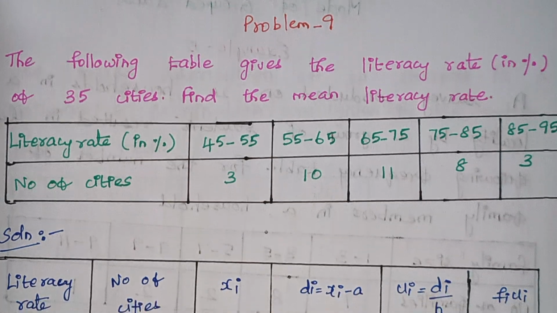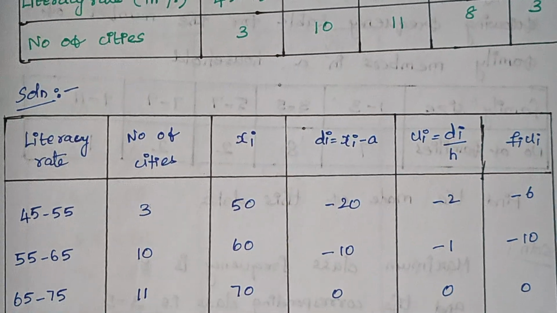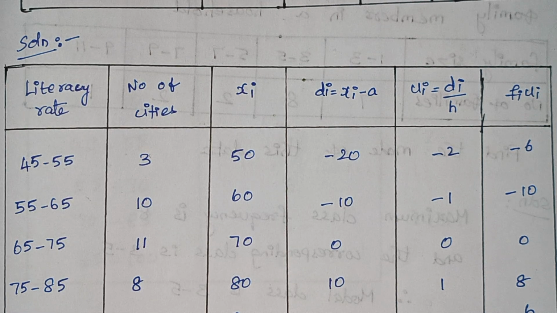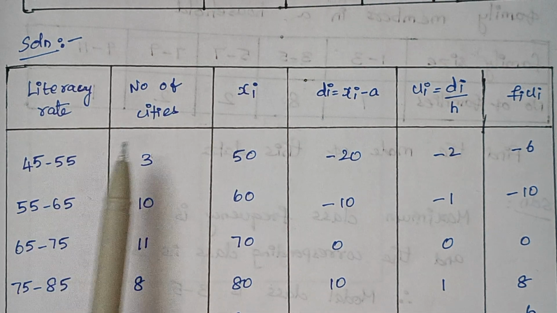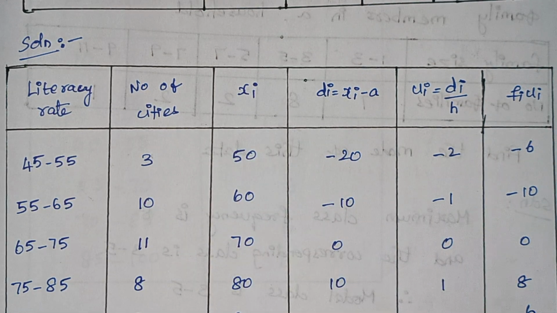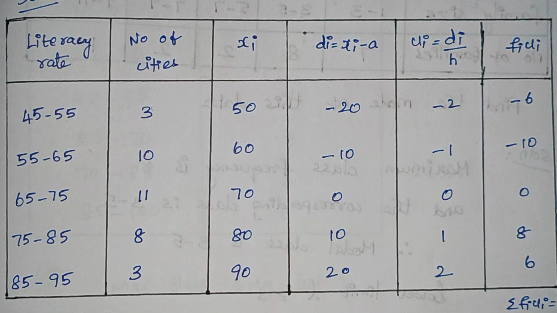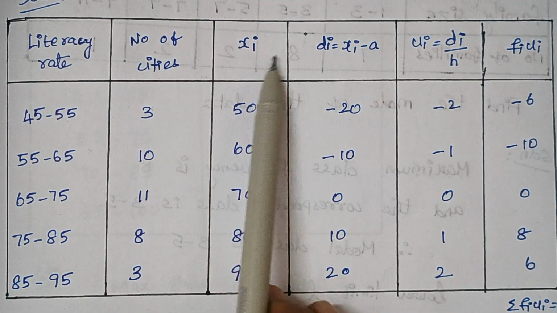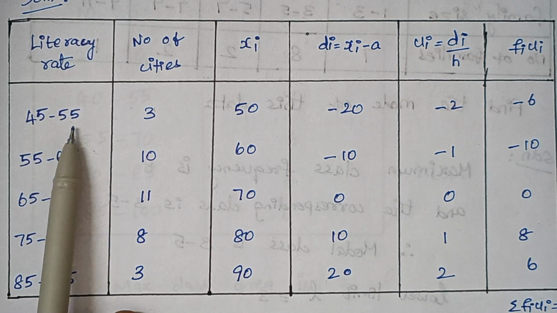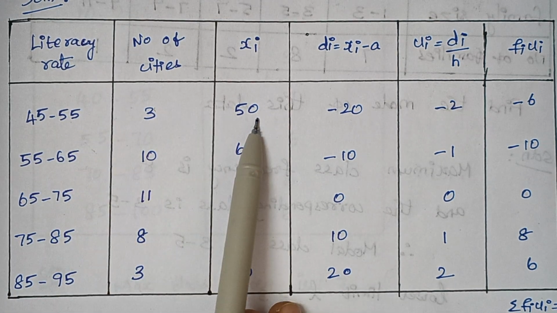Whenever you solve a problem by the step deviation method, as I already said, you will have a total of 6 columns in your tabulation. The first 2 columns are given in the problem, and the remaining 4 we have to find. The first thing is to calculate xi. Here xi is nothing but finding the average. So 45 plus 55 gives you 100, and 100 by 2 is 50.